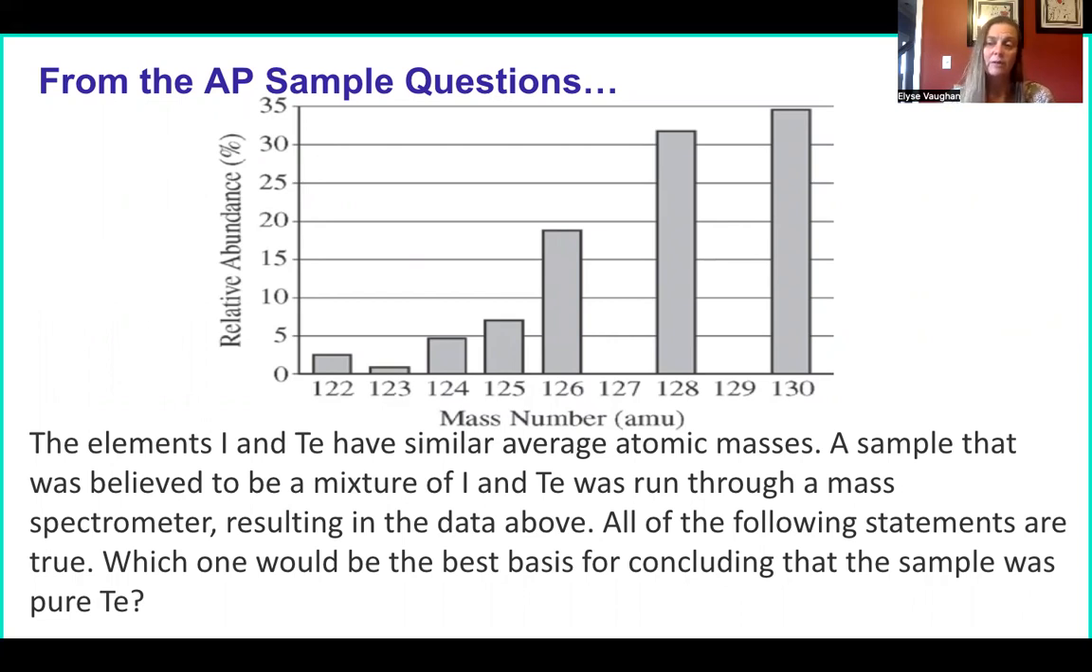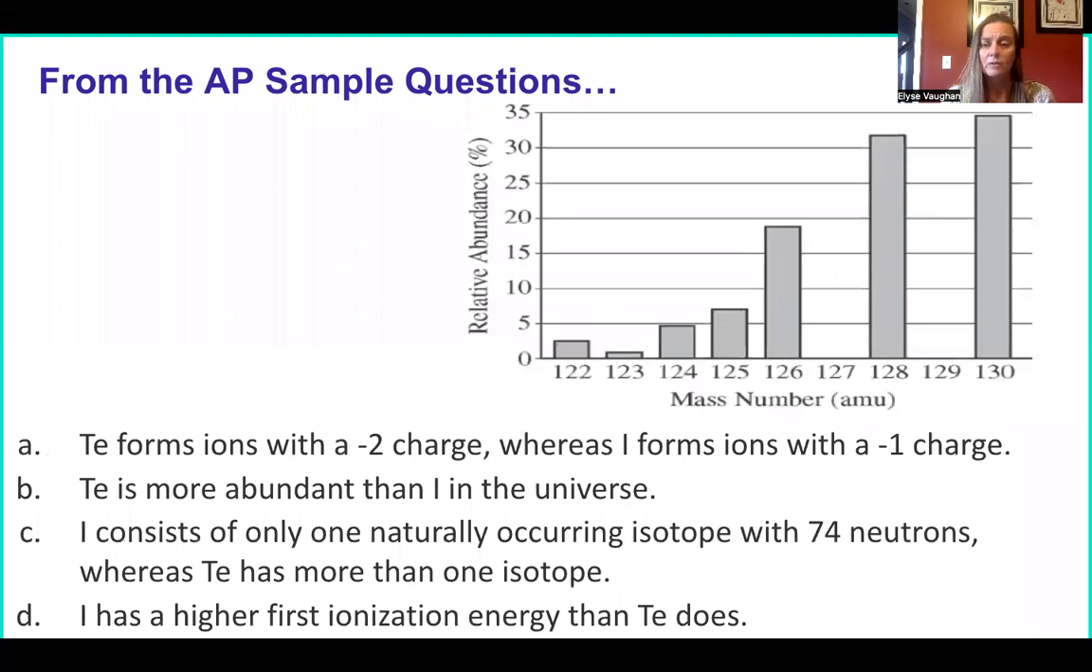Sometimes you'll see spectra that are straight lines. It's all giving us the same information: relative abundance on the y-axis, mass number on the x-axis. So it says, which would be the best basis for concluding that the sample was pure tellurium? And then it gives us some choices. Tellurium forms ions with a negative charge, whereas iodine forms ions with a -1 charge. Well, that's irrelevant to this information. All of the information we have is mass information, not ionic charge information.